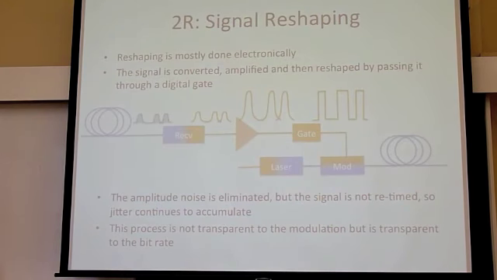So there are other things to do besides amplification. Something called 2R signal reshaping. I don't know how often this is used actually. The shaping is done electronically mostly, some people tend to do it optically. That's good. So the first stage is the same, you amplify, then you pass this to a digital gate, which reshapes the signal. And I think it actually gives a 1 or 0, so you actually make a decision here.